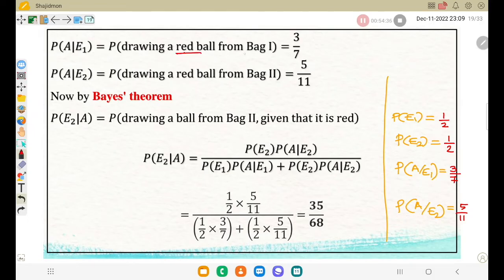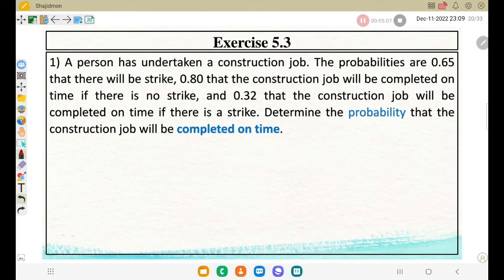Probability of drawing a red ball from bag number 1, red ball from bag number 2, correct? So how many red balls divided by total number of balls. So using Bayes theorem, you will get the answer 35 divided by 68. So this is the question by using Bayes theorem. It is an easy idea, but if you correctly understood the tree diagram or the sample space partition, you can do the question easily. Okay, now let me go to the exercise.